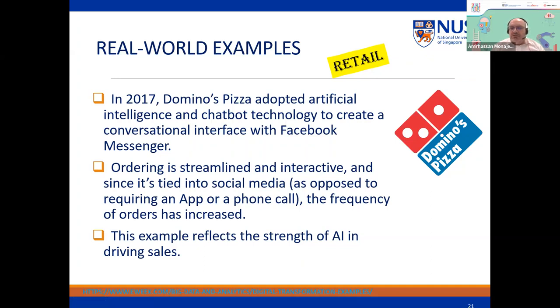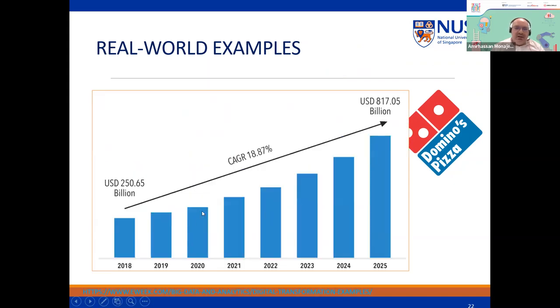based on digital transformation and using machine learning to automate the orders in Facebook Messenger, and 100% more revenue is very good just in a few years. Have a look at this CAGR diagram, which shows Domino's Pizza's revenue. In 2018, it was 250. Just in 2022, it is around 500.